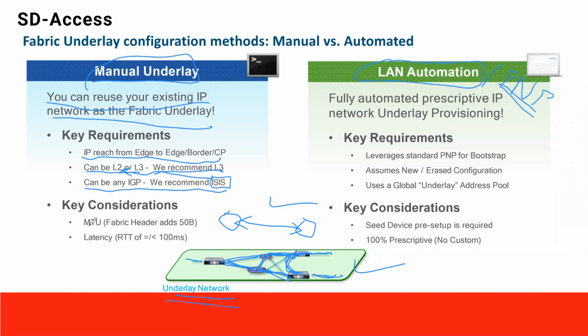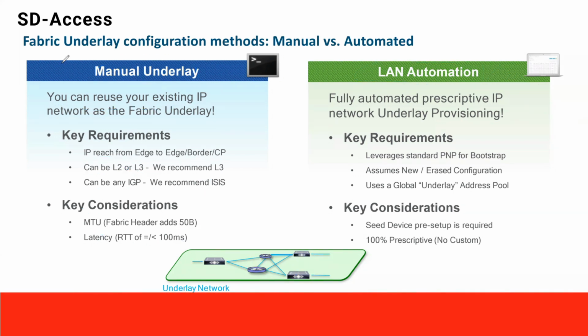We just need to consider that the fabric header will add 50 bytes of additional data, so the MTU size has to be 1500, and the latency should be less than or equal to 100 milliseconds. Now within a LAN network, I don't think that's a problem, because in a LAN network everything is connected in a single building. And I think this is the preferred method, because you get to configure using your own way. You don't have to depend on the plug and play part.